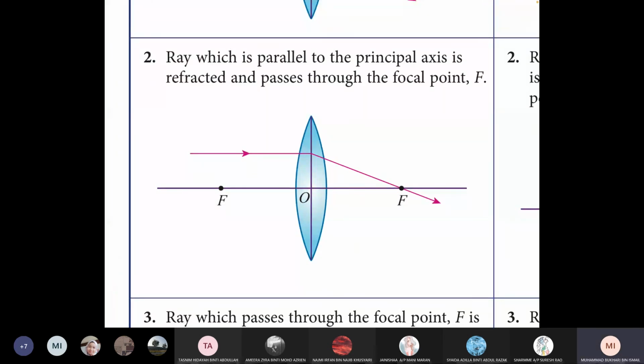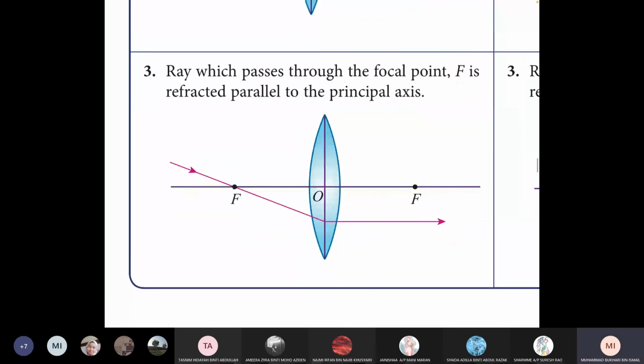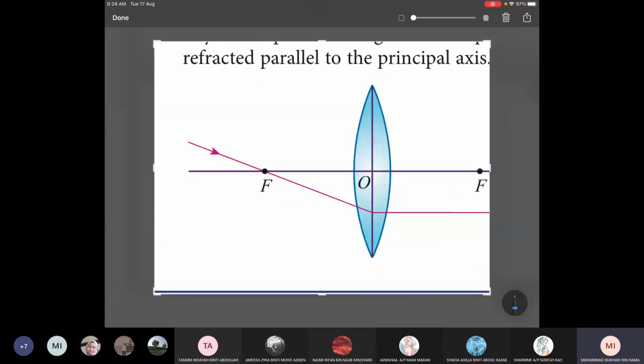And then rule number 3. Okay, here's rule number 3. Actually, rule number 3 is the opposite of rule number 1. This time you can see that the light travels towards the focal point. You can see here light travels towards the focal point, and then it will be refracted parallel to the principal axis. Remember, this is rule number 3.